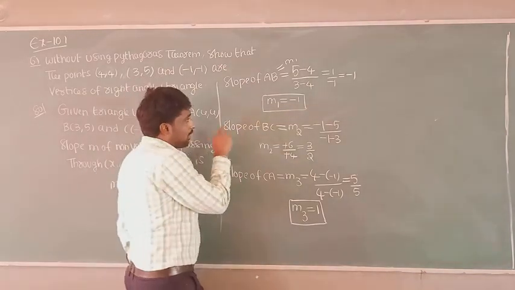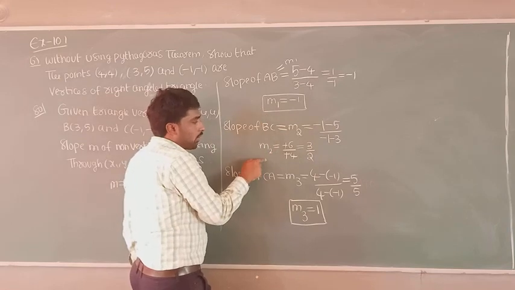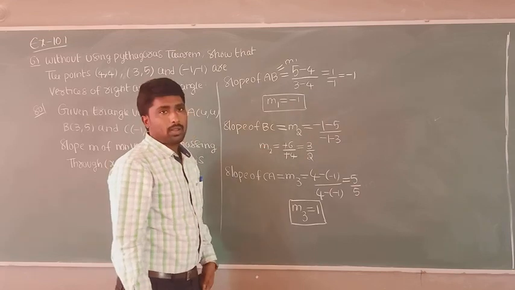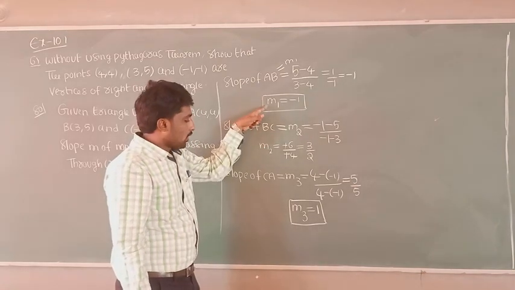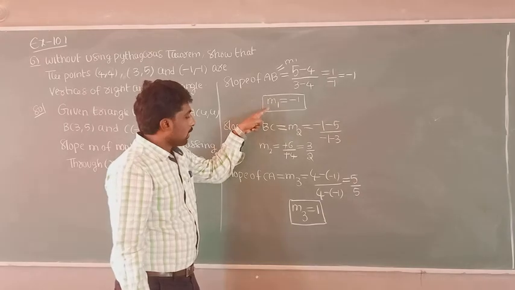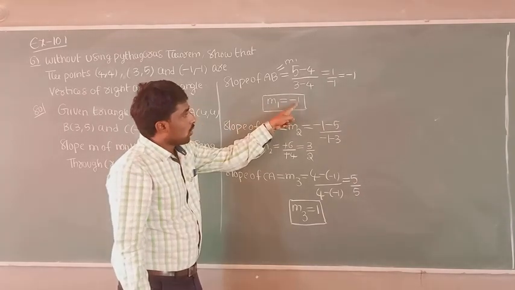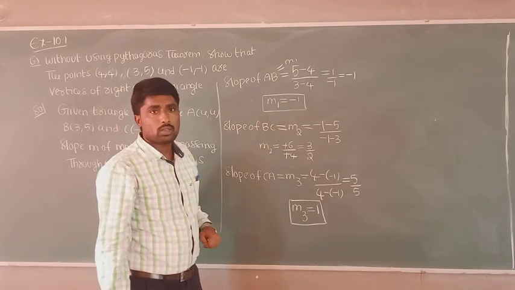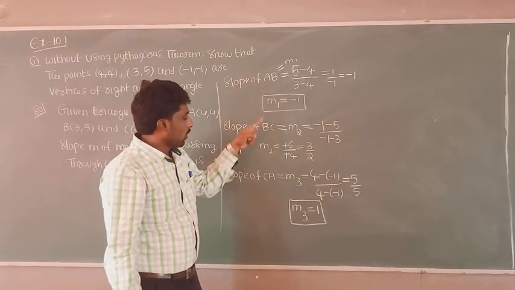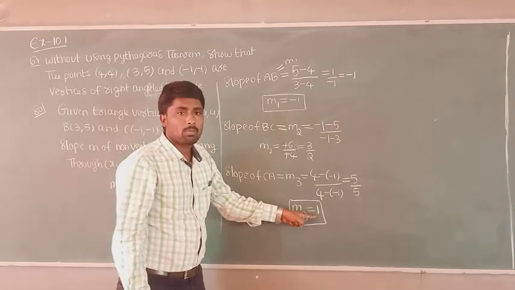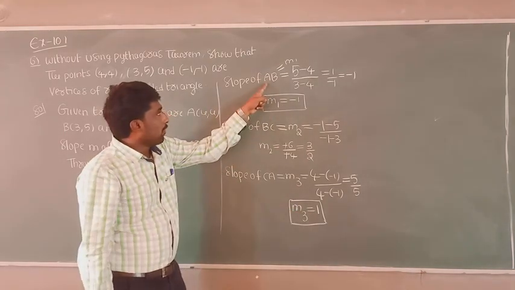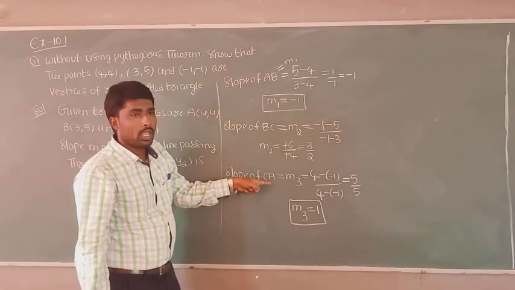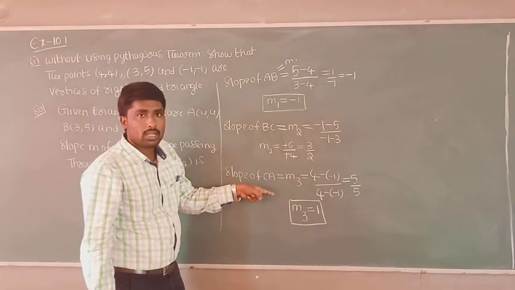If I multiply m1 into m2, what do I get? Minus 3 by 2. So these two lines are not perpendicular. If I multiply the first line into the third line, m1 into m3 equals minus 1 into 1, which is minus 1. So the slope of AB into the slope of CA equals minus 1. In these two lines, what is the common point? A. So the right angle occurs at point A.